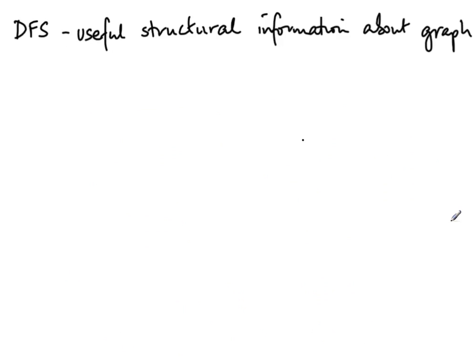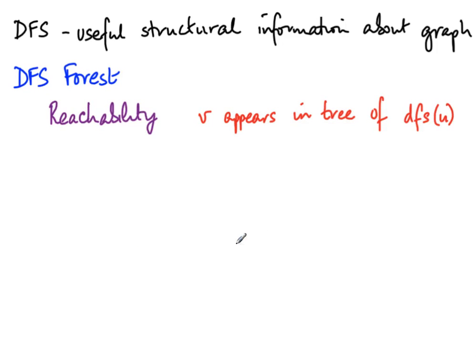So it turns out that not only is DFS an extremely elegant way to explore a graph, DFS also provides us with a lot of useful structural information about the graph. We can directly read off some structural information from the DFS forest that we draw as we explore the vertices. So the first thing we can check is whether a vertex V is reachable from another vertex U. To do this, we start the DFS search at U, and if V appears in the tree that we generate starting at U, it means that V is reachable from U.